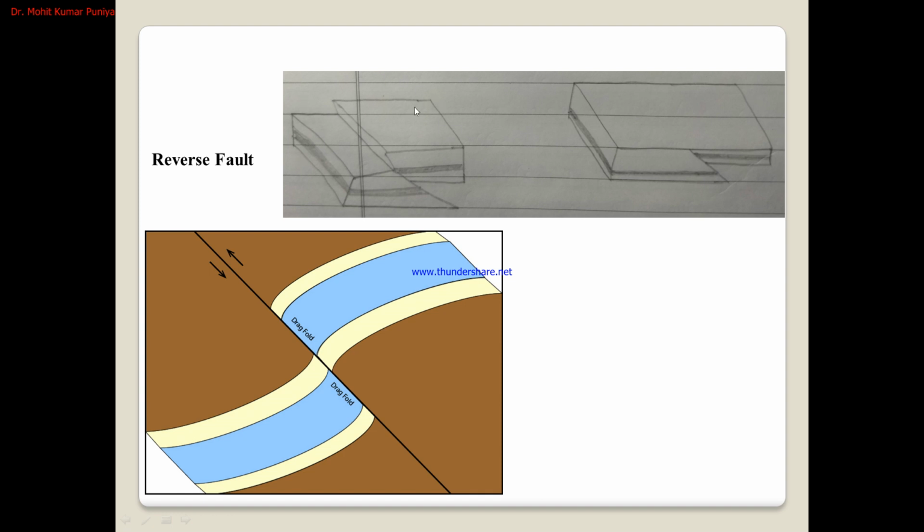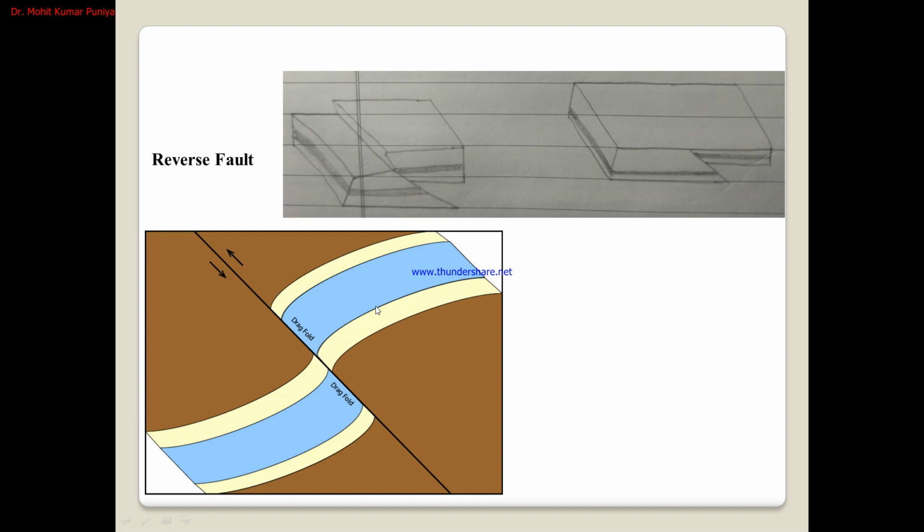This is the first expression when the fault originated. After some time, what happened? Weathering and erosional activity was activated and eroded the uplifted portion, because everybody knows that an uplifted portion always tends toward weathering activity. So this is the picture of the reverse fault after some time, when erosional and weathering activity weathered the uplifted portion.